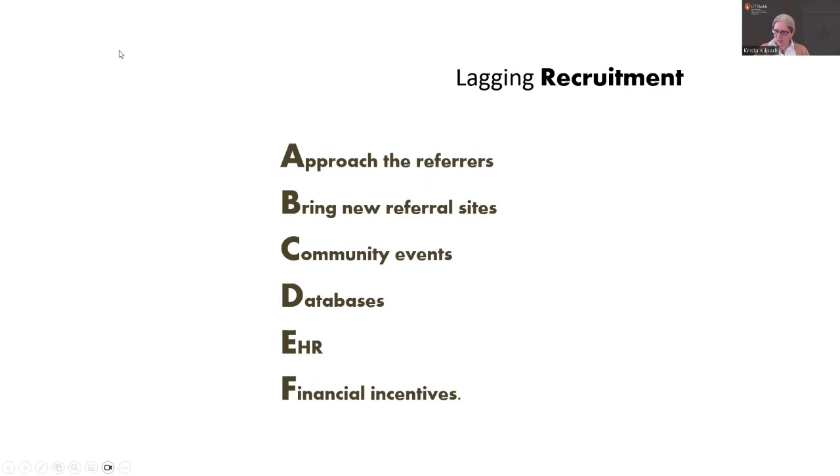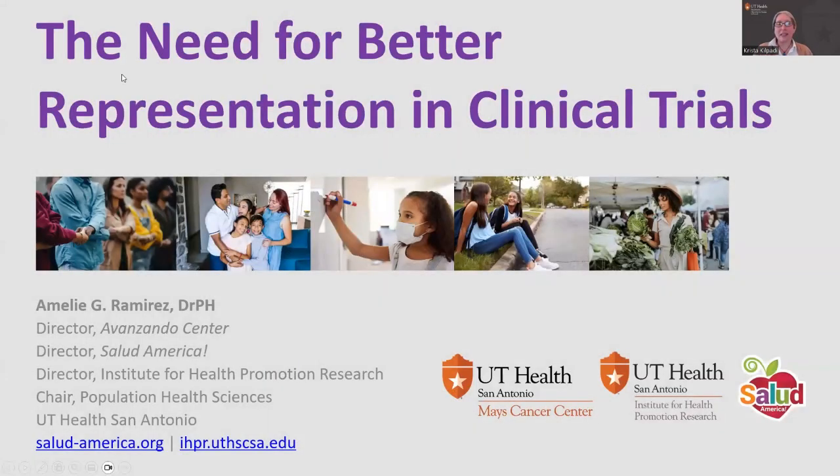Our next speaker is Dr. Ramirez. Dr. Ramirez, as we mentioned earlier, is the chair of the Populations Health Sciences Department, and she is here today to talk to us about the need for better representation in clinical trials, how to make sure that you've got a diverse audience, or diverse participant pool, let's put it that way, in your trials. So Dr. Ramirez, please take it away. Great. Thank you so much, Krista.